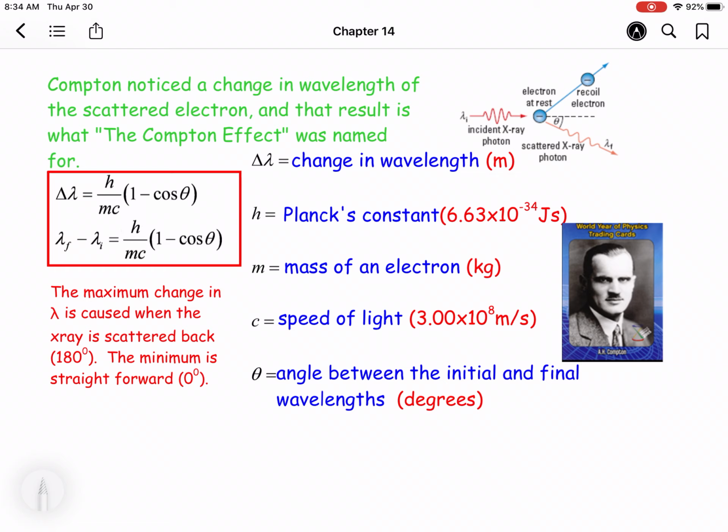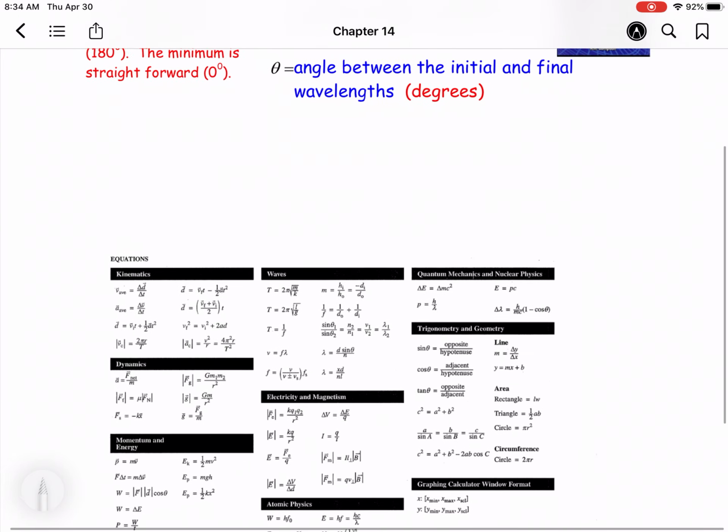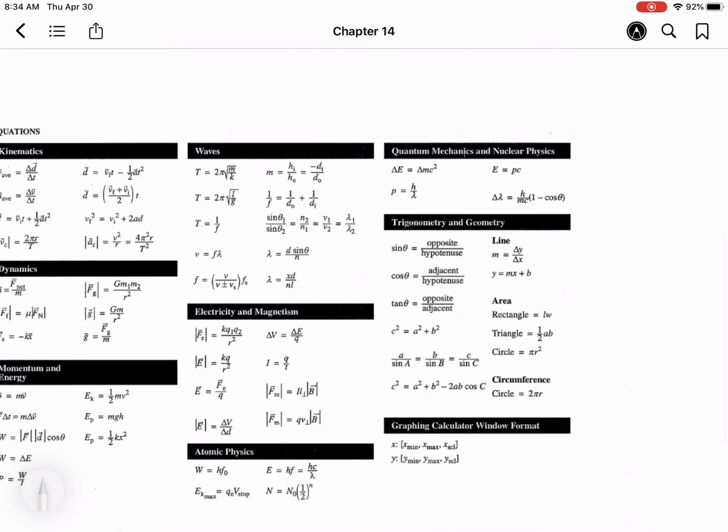The maximum change in lambda occurs at 180 degrees, which means it would be going backwards. The minimum is if it's going in like this and keeps going this way, which would be a change of 0. So we can't have an angle of 220 or anything like that, so we don't have to worry about measuring from a certain angle. This isn't your formula sheet. If you have the old or new one, it'll be in this area, under quantum mechanics and nuclear physics. This is our Compton scattering equation.